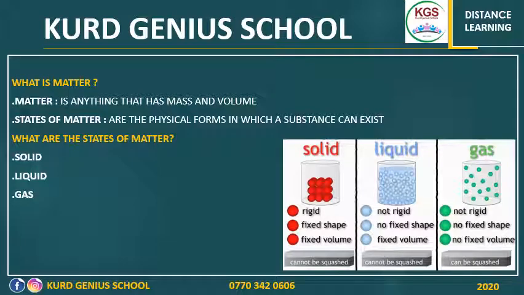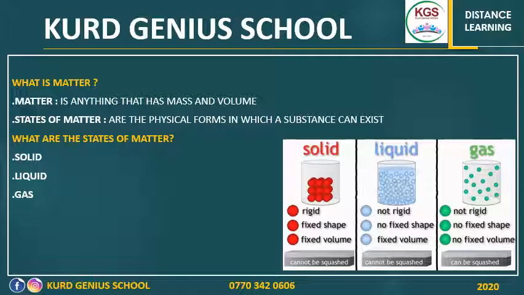So let's start, guys. What is matter and what are the three states of matter? Matter is anything that has mass and has volume also. The states of matter are the physical forms in which a substance can exist. And what are the three states of matter? We have solid, liquid, and gas.